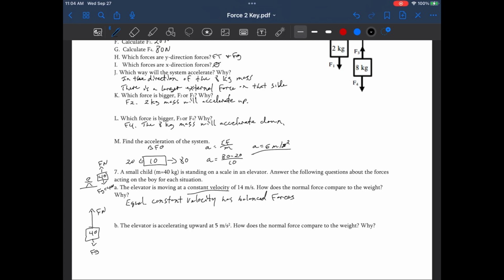So I'm showing here with the free body diagram, gravity is the same. Force normal got dramatically bigger in my drawing. Net force is up, so acceleration is up. So how do they compare? Net force is larger. Why? In order to accelerate upwards, we need a net force that's up. Gravity didn't get smaller. Force normal must have gotten bigger.